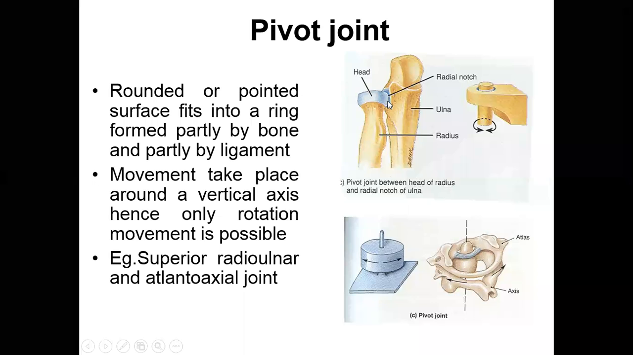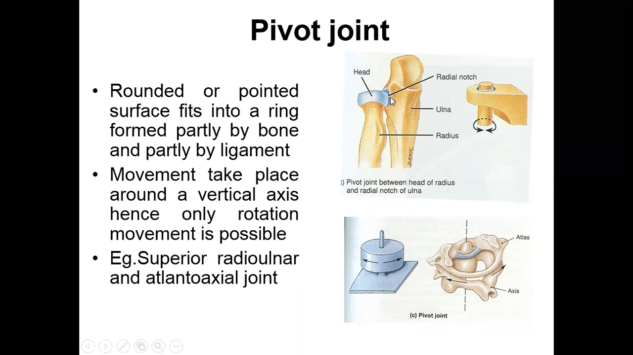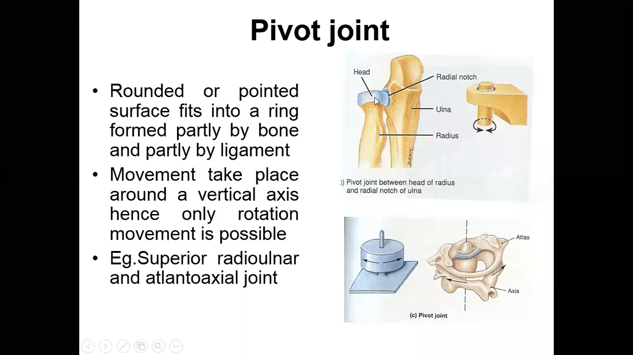I'm just naming it annular ligament. So there's a ligament and there's a part of the bone, and both of these are going to make a ring. Onto the ring, this pointed surface is attached. That is the head of radius, as you can see here.